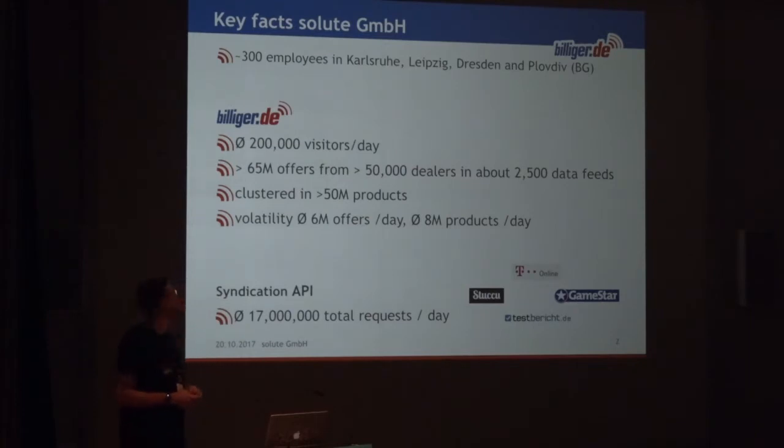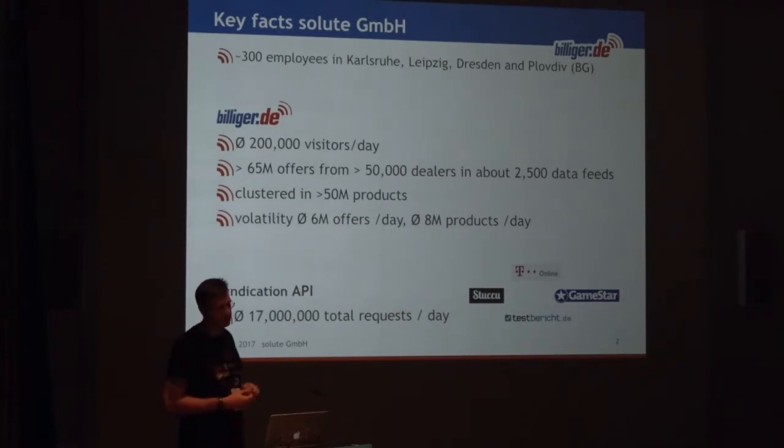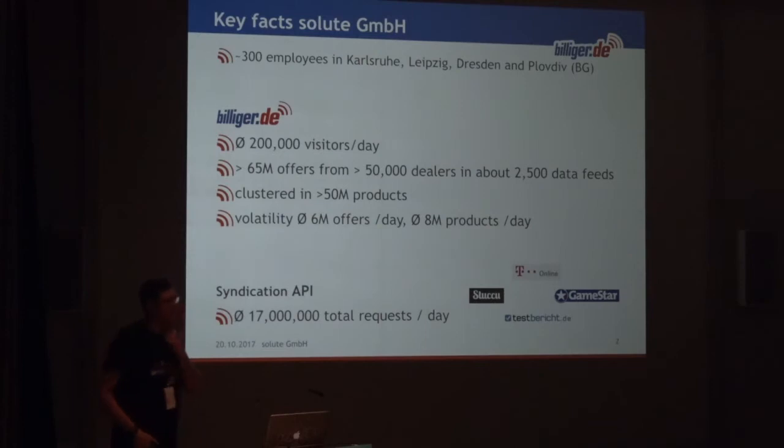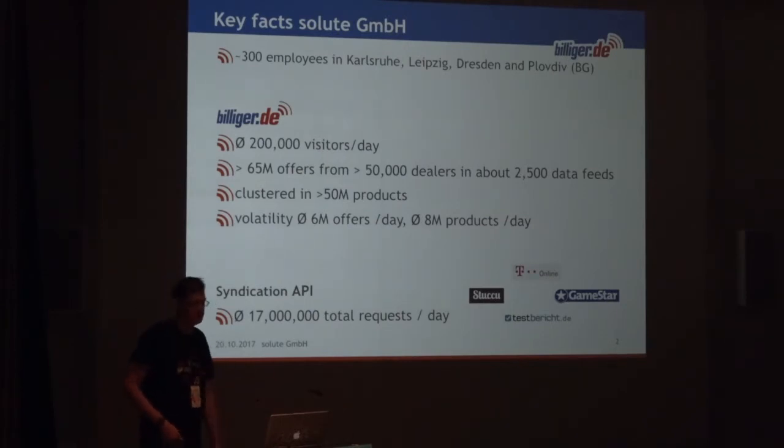What we do is cluster those offers into products. That's about 50 million. The reason that there are not many fewer products than offers is simply that we have quite a lot of fashion, where basically offer equals product. What's the volatility that we have? That's about 6 million offers per day, or 8 million products that we have to recompute per day. So there's a bit of processing that we actually need to do.